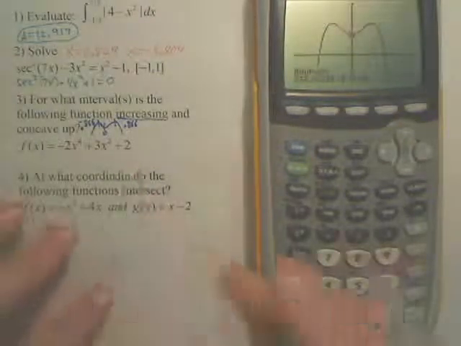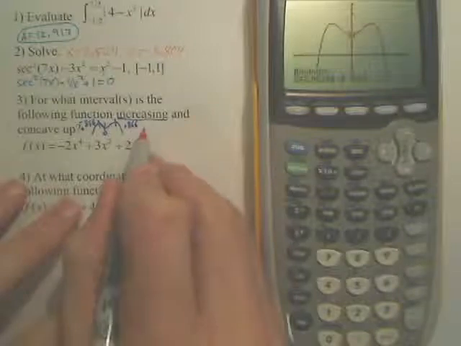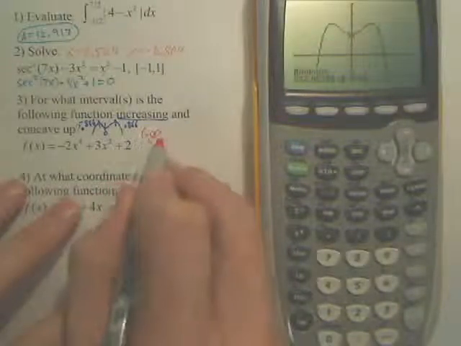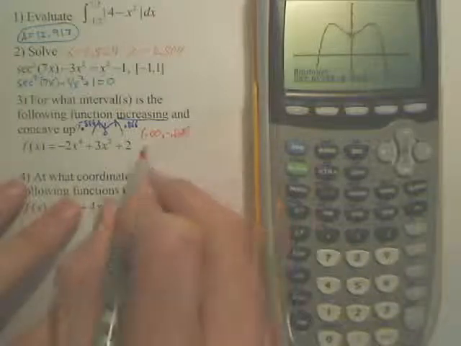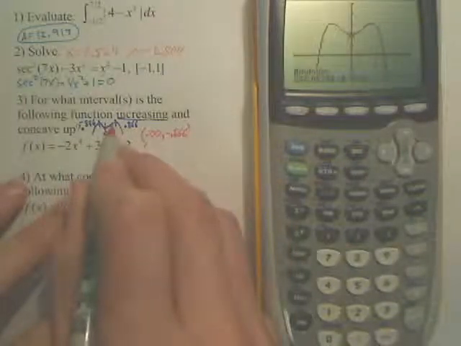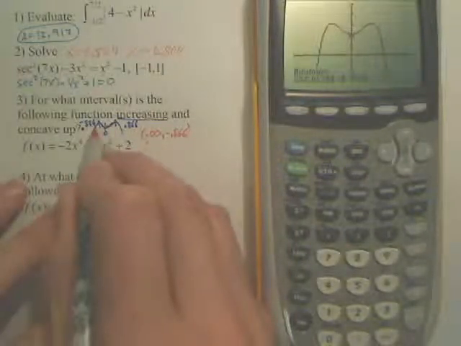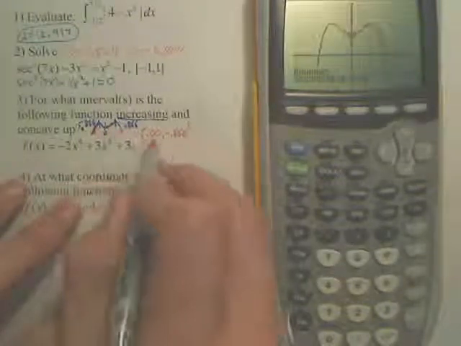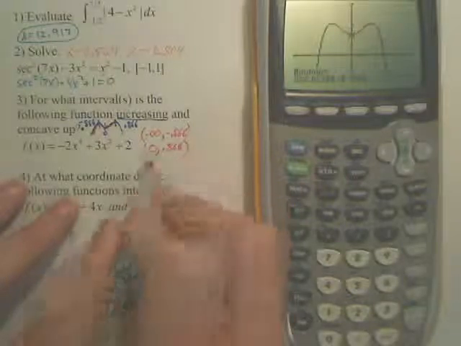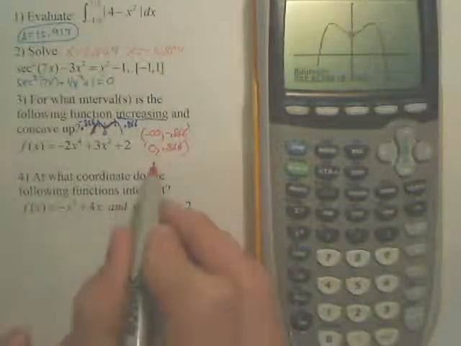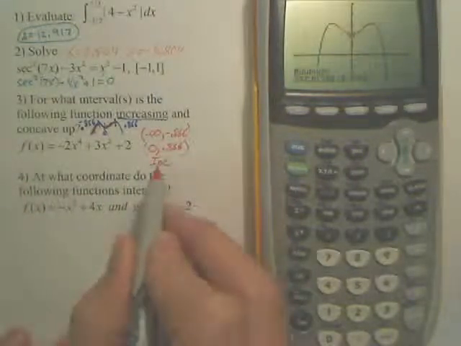So if I want where it's increasing, basically it's increasing from negative infinity to negative 0.866. And it's also increasing right here. So it's increasing right here and right here. So from here, it's from 0 to positive 0.866. That's where it's increasing.